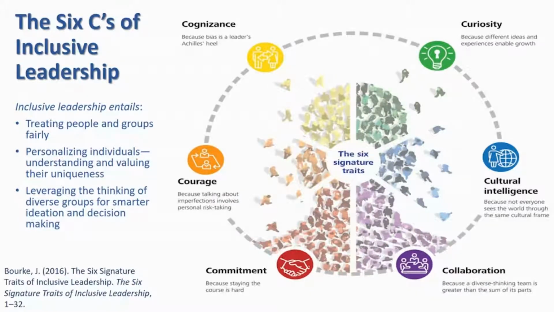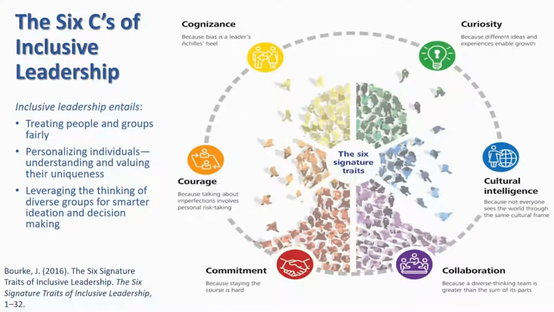And if you've done other leadership development trainings in the past, you may notice as you look at this model that inclusive leadership is found in other types of leadership development, in transformational, servant, and authentic leadership, for example. So it's not necessarily new. But what I like about this model that was developed by Deloitte is that it's based on studies with over 1,000 world leaders. This model entails what you see listed here: treating people and groups fairly, personalizing individuals by understanding and valuing their uniqueness, and leveraging the thinking of diverse groups for smarter ideation and decision making. Some of these you mentioned in the beginning when you talked about your vision for an inclusive culture. And that third bullet really gets at the benefits of having a diverse and inclusive workplace culture, for example.